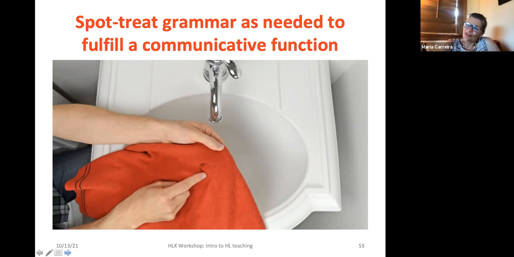You just want to kind of treat that little spot. You don't have to do the whole thing, right? And then you also, again, want to focus on the communicative function. That's what's driving everything you're teaching in terms of grammar and vocabulary.